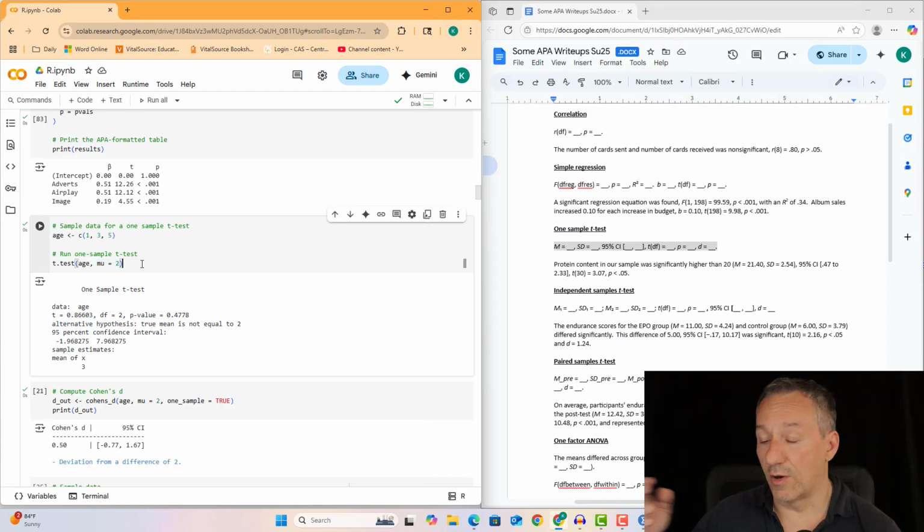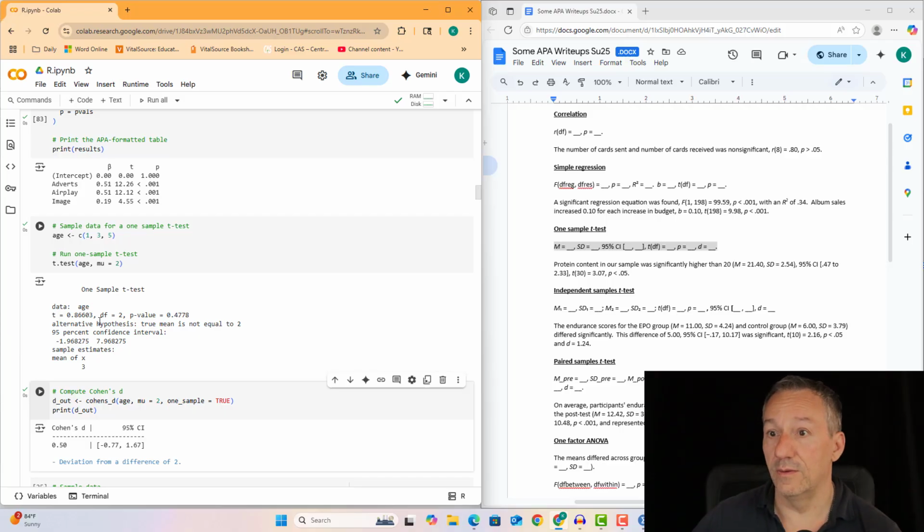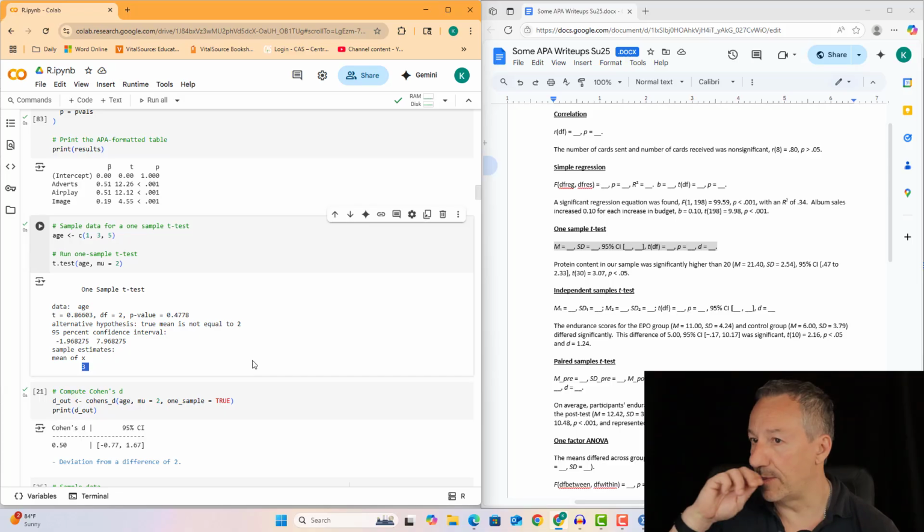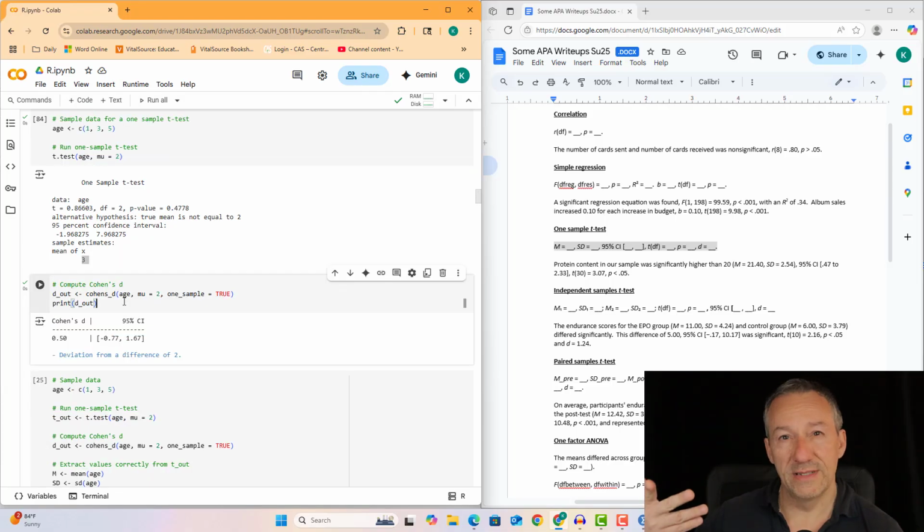In R, shift enter on that, we get our degrees of freedom 2. Our t statistic is 0.86, pretty low. Our degrees of freedom 2, p-value 0.47. So it's pretty far from being significant. Our confidence intervals are listed right there, and the sample estimates, our mean was a 3. So we were comparing 3 to 2. Those libraries that we loaded up earlier, you have to have those loaded up to do things like this, the Cohen's d.